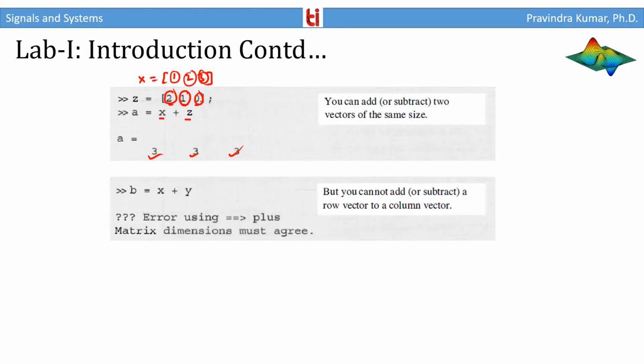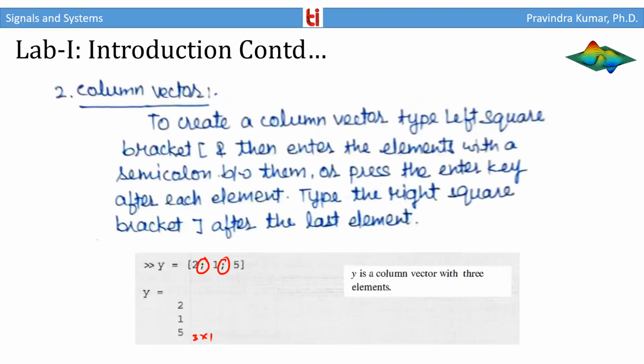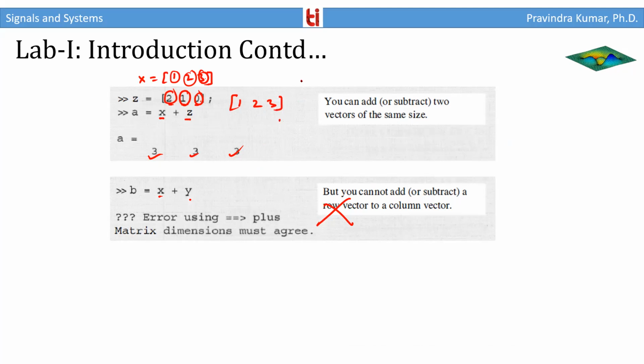Now b is equal to x plus y. This is wrongly written in that book. Basically x plus y, where x was 1 2 3 and y is 2 1 5. So the answer will be: this one added to this one, 1 plus 2 is 3, 1 plus 1 is 2, and 1 plus 5 is 6, then 2 plus 2 is 4, 2 plus 1 is 3, and 2 plus 5 is 7, 3 plus 2 is 5, and so on. This will be the answer of this, and it is wrongly written in that book.